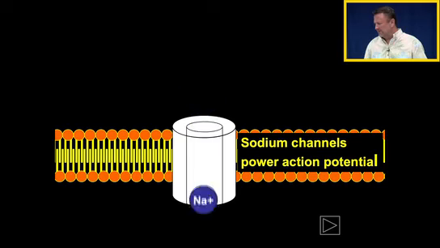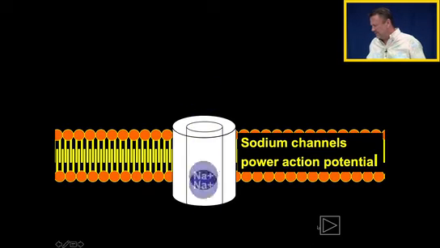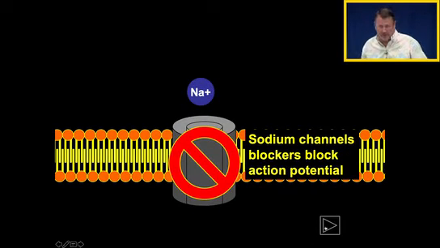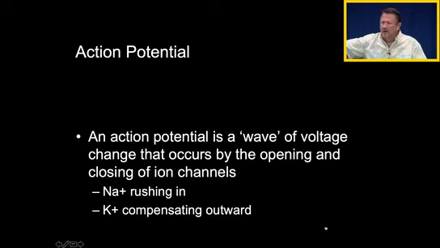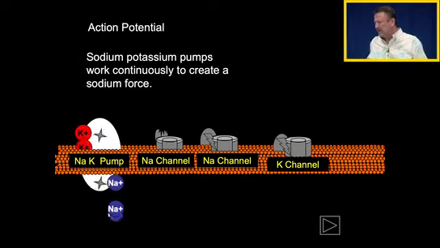Because sodium channels power action potential, it makes sense that sodium channel blockers would be used for all sorts of things to interfere with excitable membranes, including their use as local anesthetics. All right, so the action potential is a wave of voltage change that occurs by opening and closing of ion channels. The first is sodium rushing in, and then you'll see potassium rushing out to compensate. And so we'll start here.